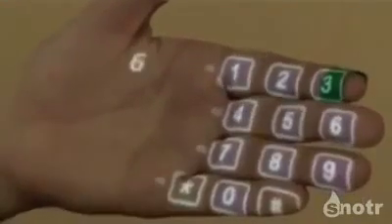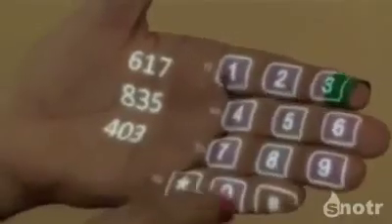And of course, if you don't have any surface, you can start using your palm for simple operations. Here, I'm dialing a phone number just using my hand.